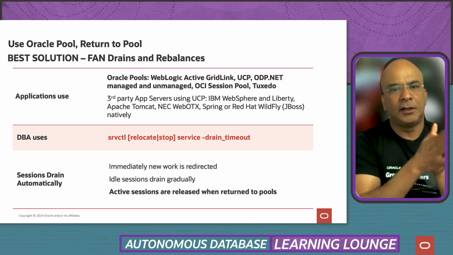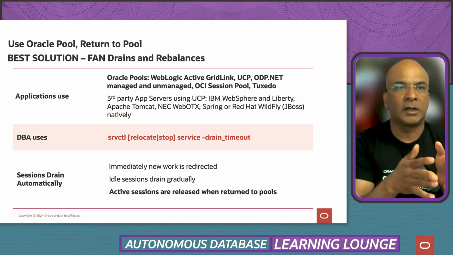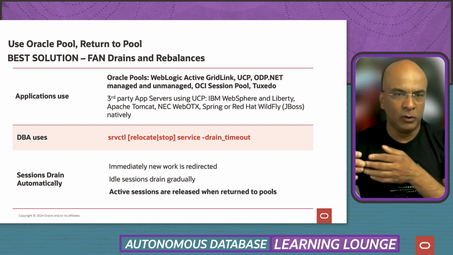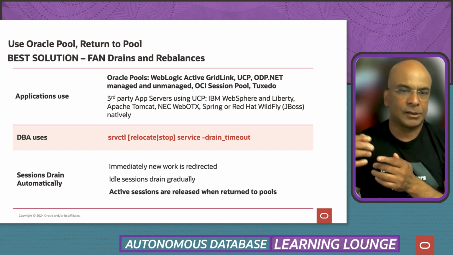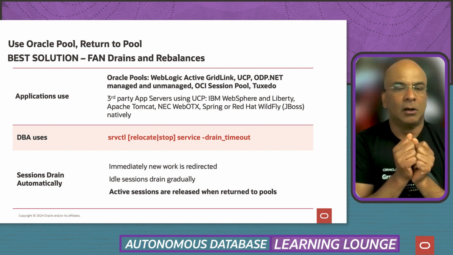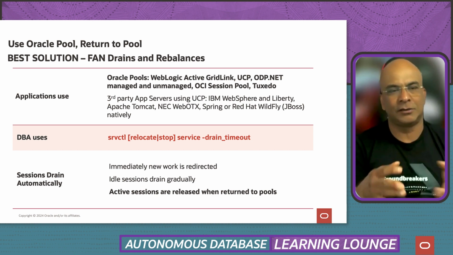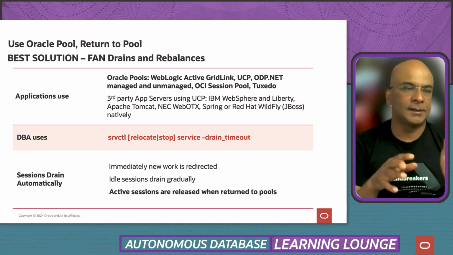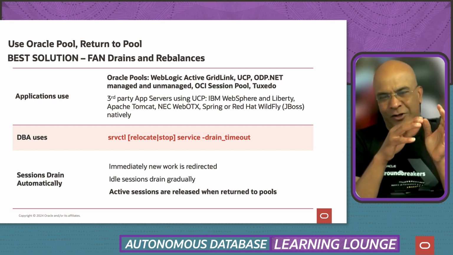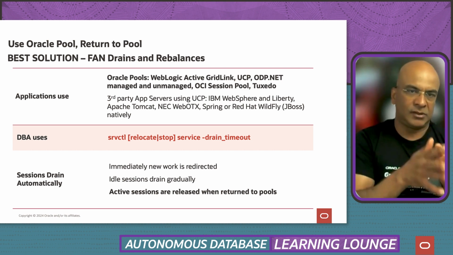When we say we return the connection to the pool, there's obviously a FAN event sent, because this is important: there may be sessions or connections in the connection pool that we need to mark as don't use, because they point to the instance which is going to go down. We need to make sure the connection pool does not have what we call a stale connection. That is taken care of by ONS, the notification service, and we make sure the pool understands that.